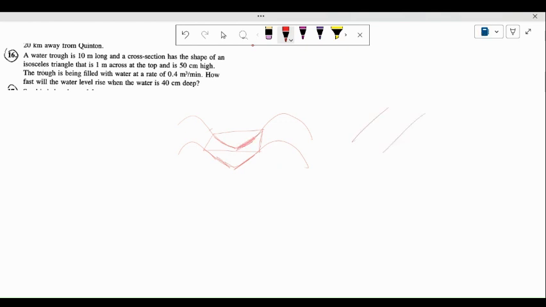So it is nothing but a triangular prism. So it is 10 meters long. The length of the water trough is 10 meters long and it has the shape of an isosceles triangle that is 1 meter across the top. So 1 meter across the top.